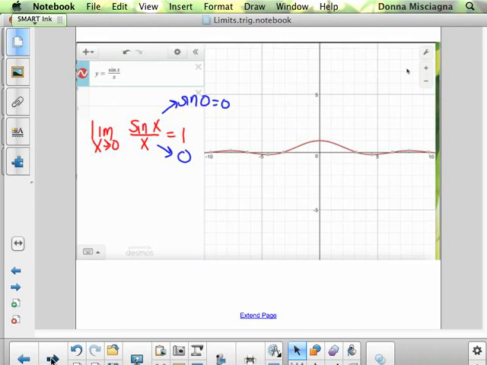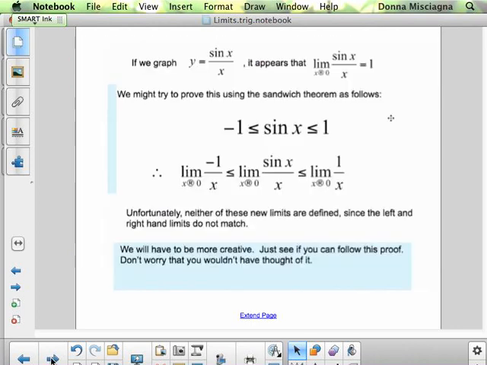We could try the sandwich rule, because we did that a lot when we had sine as part of a function. So if we graph y equals sine x over x, it appears that the limit as x approaches 0 of sine x over x is 1. We might try to prove this using the sandwich rule as follows. So we know sine x oscillates between -1 and 1.